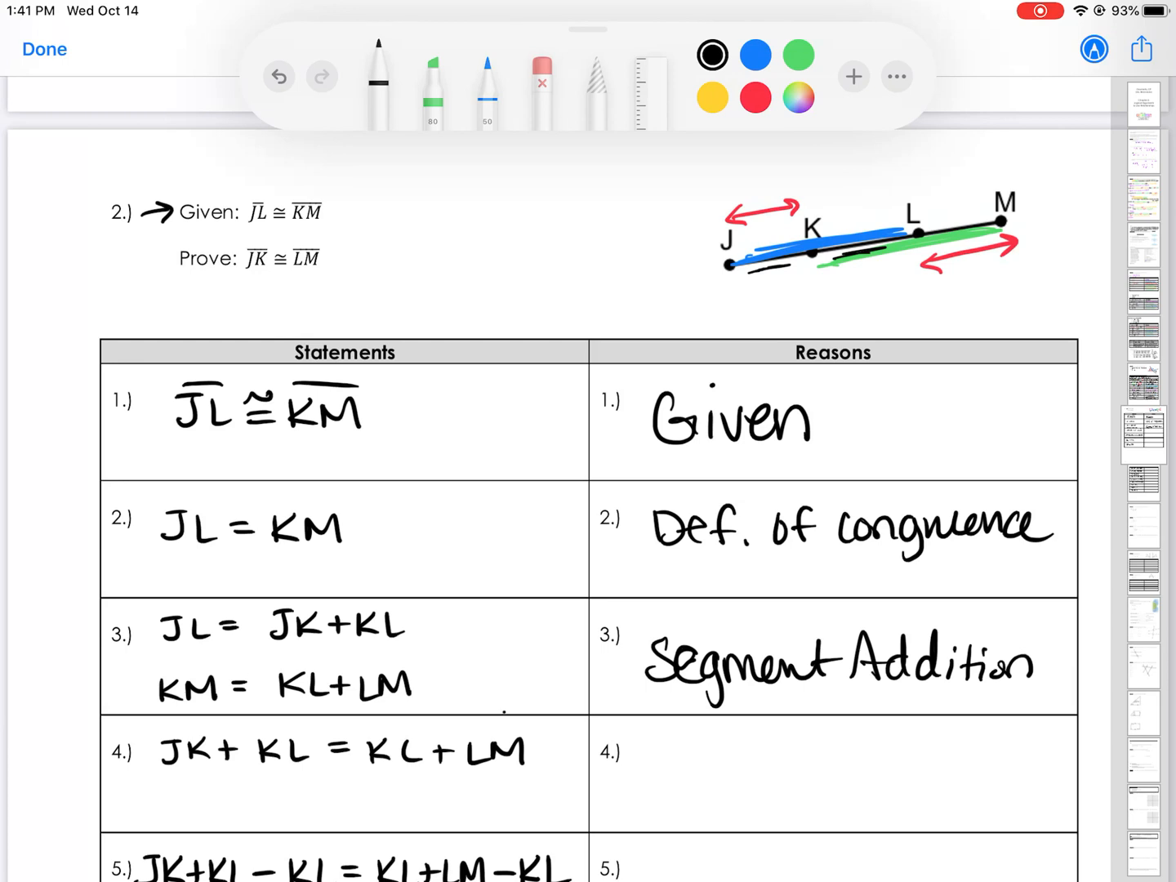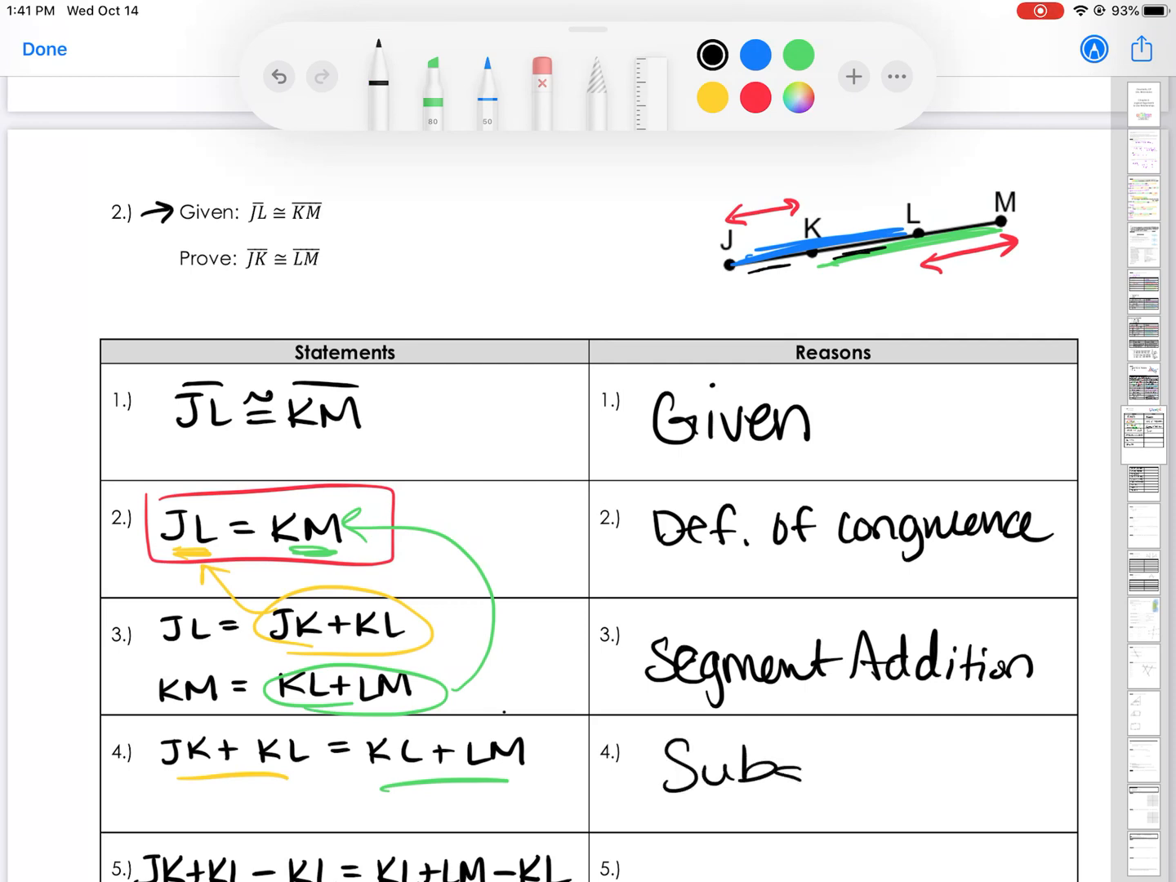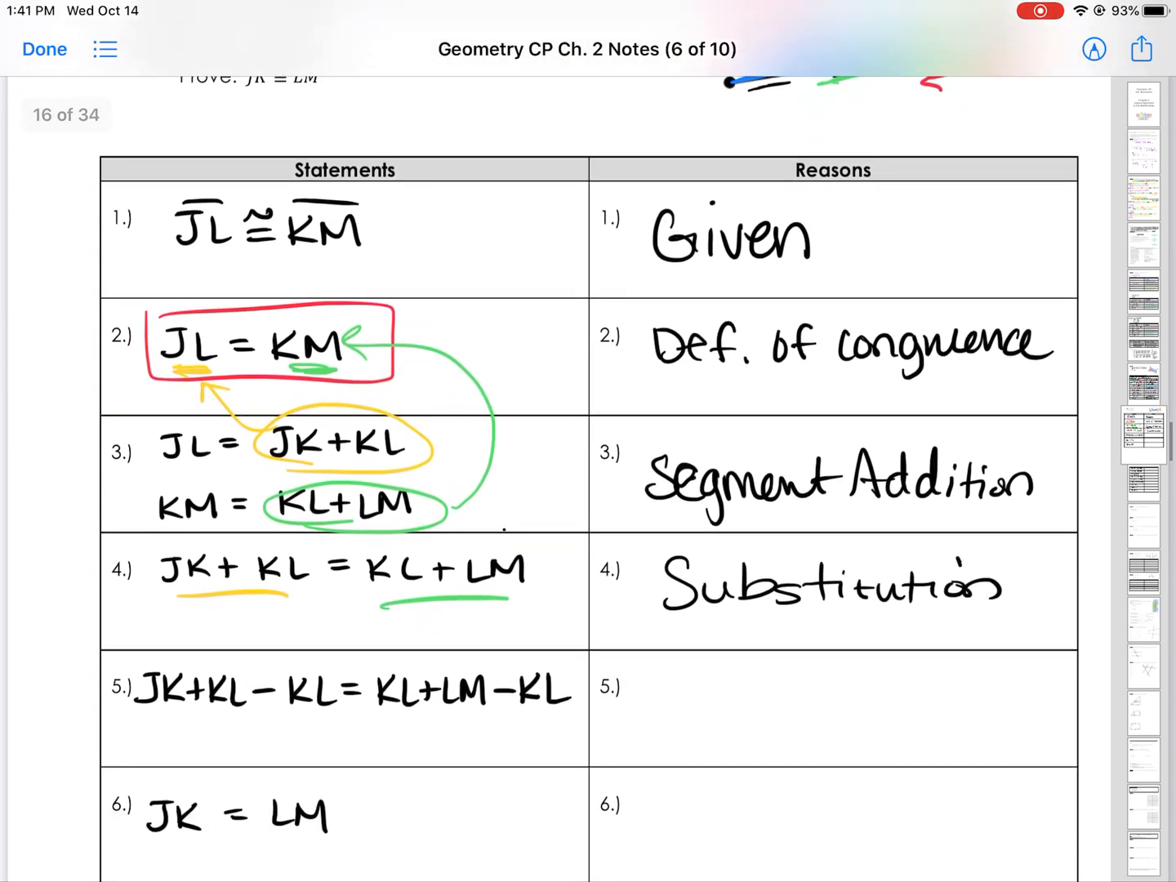Okay. So I have that JK plus KL is equal to KL plus LM. I can do that by really substituting. So really I'm using this concept, but instead of JL, I'm putting what it's equal to. And instead of putting KM, I'm putting what it's equal to. Okay, so that is my JK plus KL is going to be equal to KL plus LM. And that is just substitution. I am just replacing with statements I have already said are true.